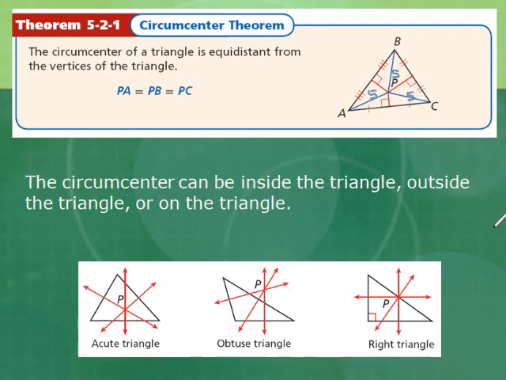They are equal. Now the circumcenter can be found anywhere in the triangle, outside of the triangle, or on the triangle. If it were an acute triangle, the circumcenter would be inside. If it was an obtuse triangle, the circumcenter would be outside. And if it was a right triangle, the circumcenter would be exactly on the triangle, on the hypotenuse. So let's do an example here.